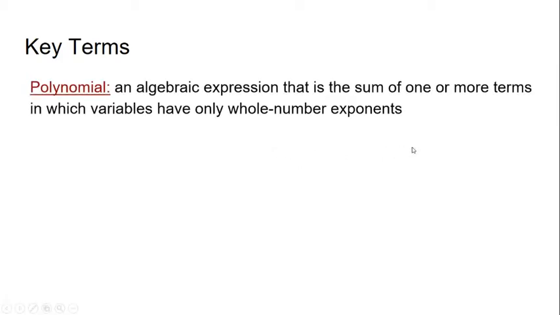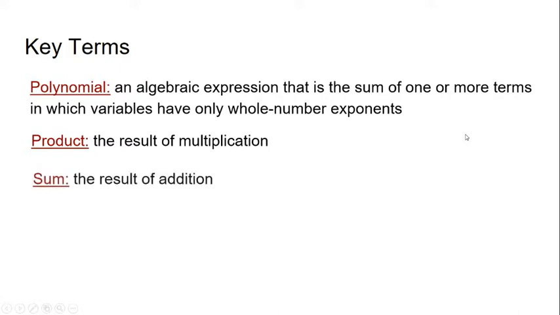Polynomial, an algebraic expression that is the sum of one or more terms in which variables have only whole number exponents. Product, the result of multiplication. And sum, the result of addition. So these are key terms. They're in your lesson. If you have not looked at your lesson yet, they're also there for you to look at if you need to review them more.